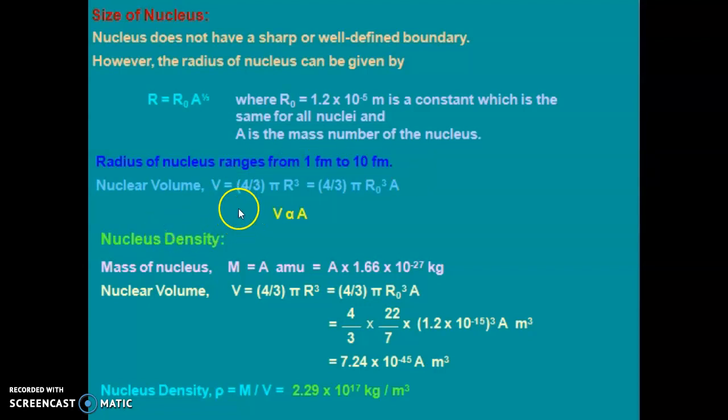Nuclear volume. What is the volume of a sphere? We recognize the nucleus of an atom and resemble it with a sphere. The volume of a sphere is 4 by 3 pi r cube. Putting the value of r here, we get 4 by 3 pi r naught cube A. As we know, 4 by 3 is a constant, pi is a constant, r naught is again a constant. So the volume of the nucleus depends upon only one quantity, that is atomic mass number.